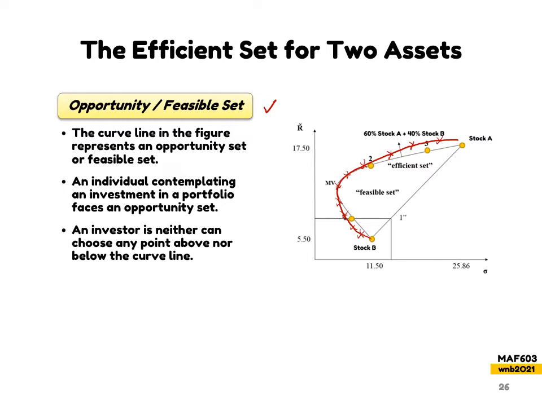An investor can choose neither any point above nor below the curved line. If you want to choose a point under this line or over this curved line, this is not possible, because these points are not lying on the curve. It is not on the opportunity or feasible set. Investors can only choose the points along this curve.